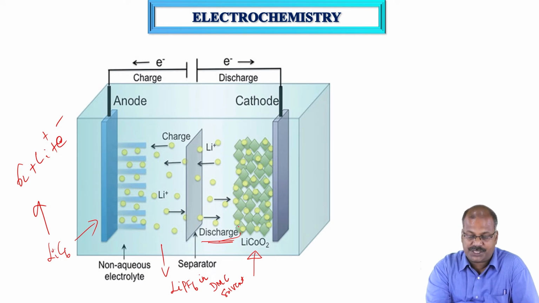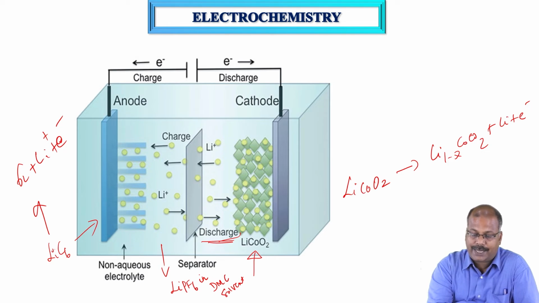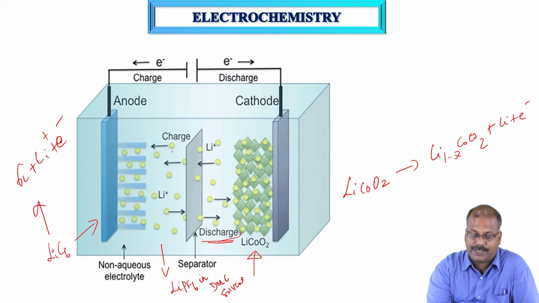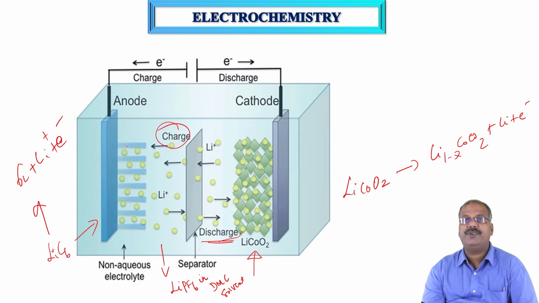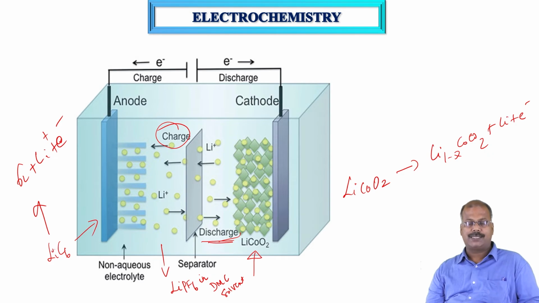Whereas during charging, the reverse is happening. Lithium cobalt oxide gives lithium 1 minus X cobalt oxide plus lithium plus electron. So this lithium moves from cathode to anode during charging. Okay, this is what we have seen in the form of reactions in the previous slide.